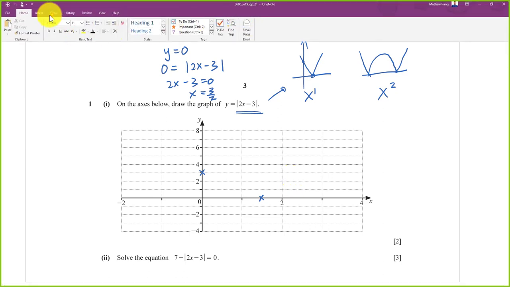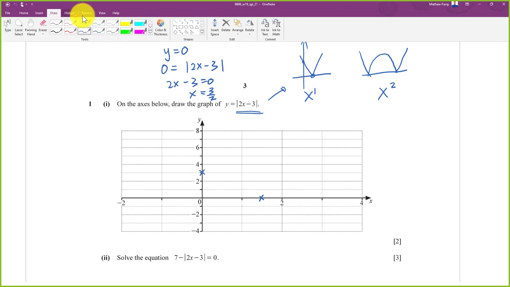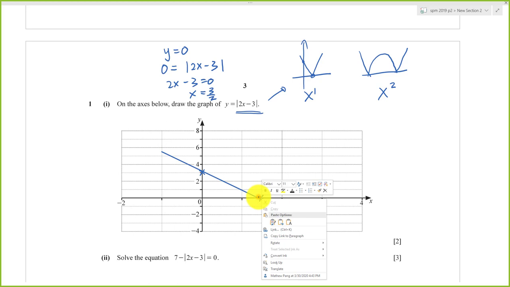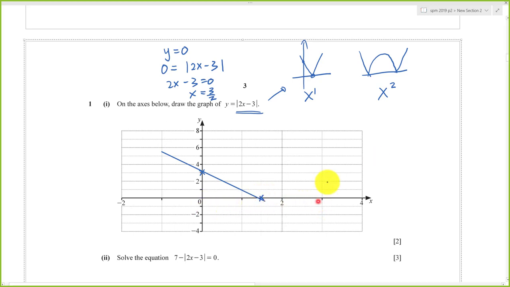So let me see, can I draw a straight line here? Yep. Oh my god, so hard to use this thing. Then you will have another line which is the reflection of this. 1.5, 1.5, 1.5, 3, here you are at 4, because it's a reflection, right? So you should have something like this. Okay, this is your graph.